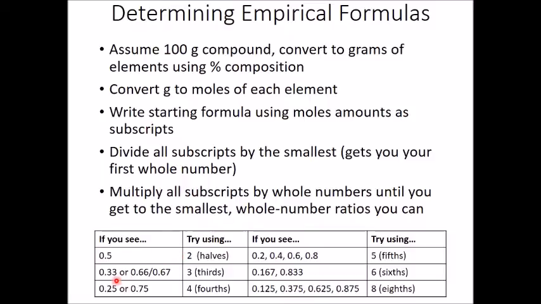Similarly, if you see 0.33 or 0.66, try multiplying by 3, because you're obviously in thirds. Over here, I've put in sixths and eighths, because those are fairly common to see, but they're not ones that people are very familiar with. So now that we've seen the general process, let's go ahead and take a look at this in action.